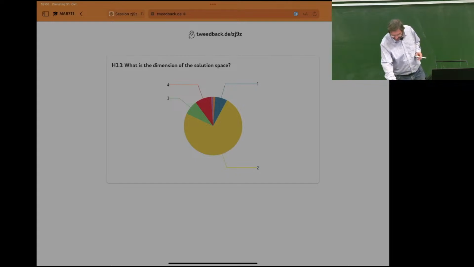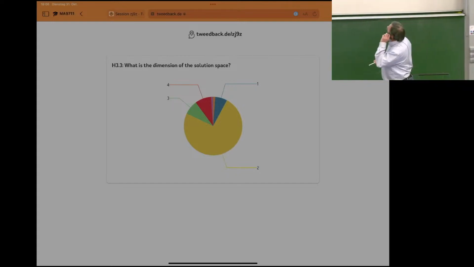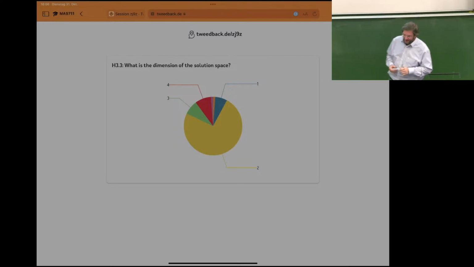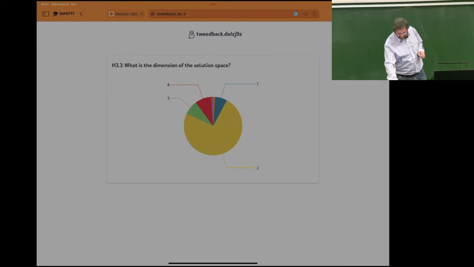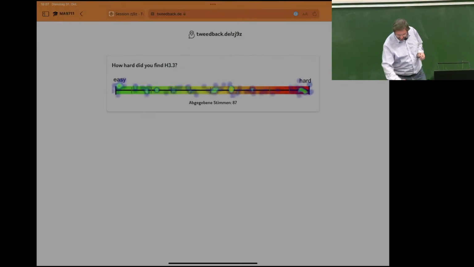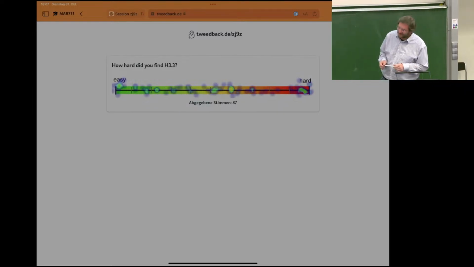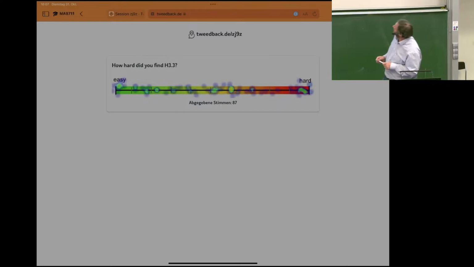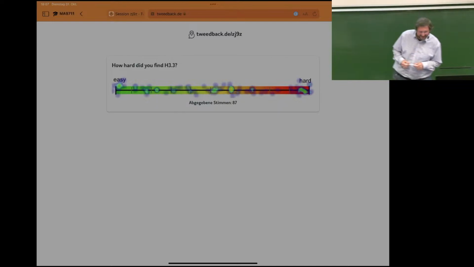All right, so let's take a look at the first question. What is the dimension of the solution space? Most of you are saying 2, and that is the right answer. So the dimension of the solution space is 2. And let's see how hard you found that. Oh, that's a nice distribution. So some found it easy, some found it hard, some found it medium, anywhere in the middle. So basically points everywhere on that heat map.